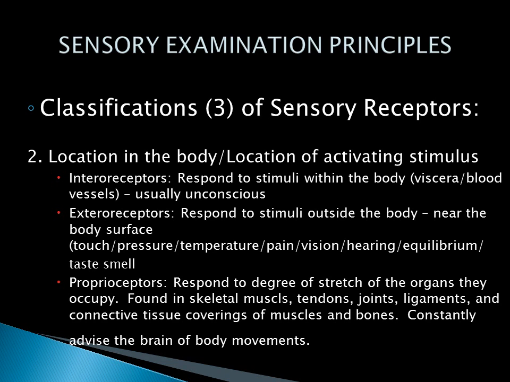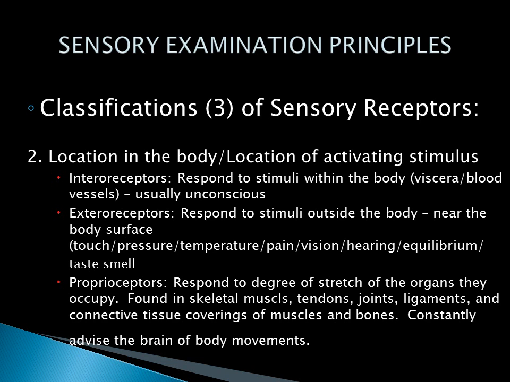They're found in tendons, joints, and ligaments, and they're also found in the connective tissue coverings of muscles and bones. And it's the job of the proprioceptors to constantly advise the brain of body movements and body positions in space. We'll talk about at least two different types of proprioceptors as we go. So that was our second classification of sensory receptors.